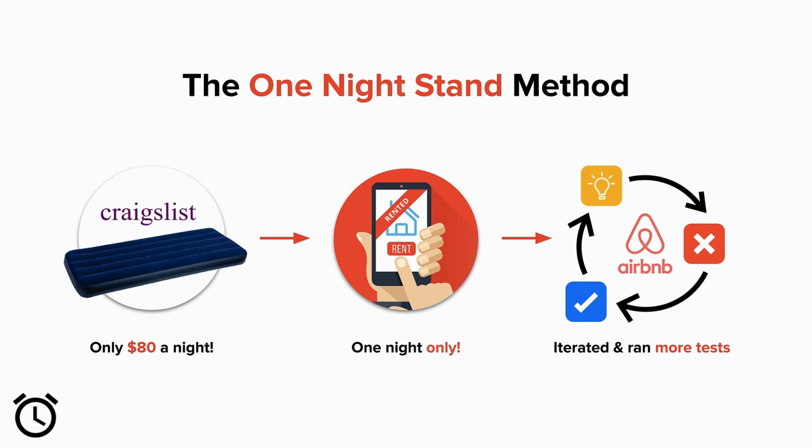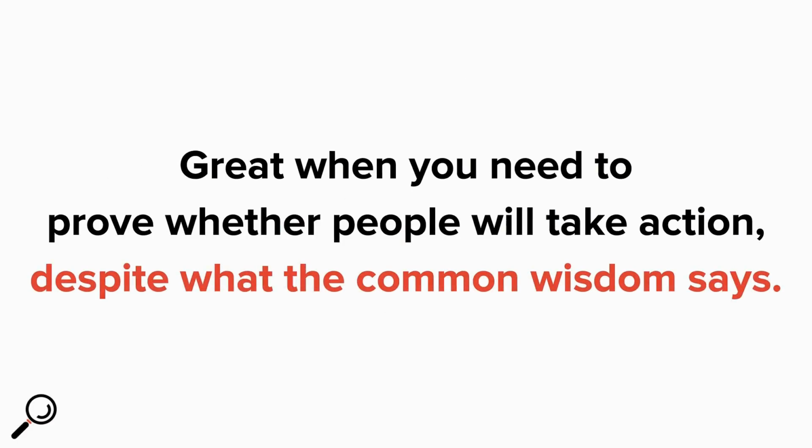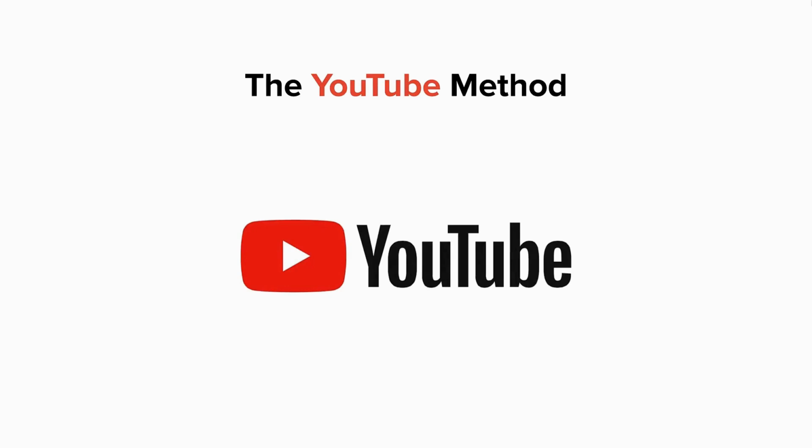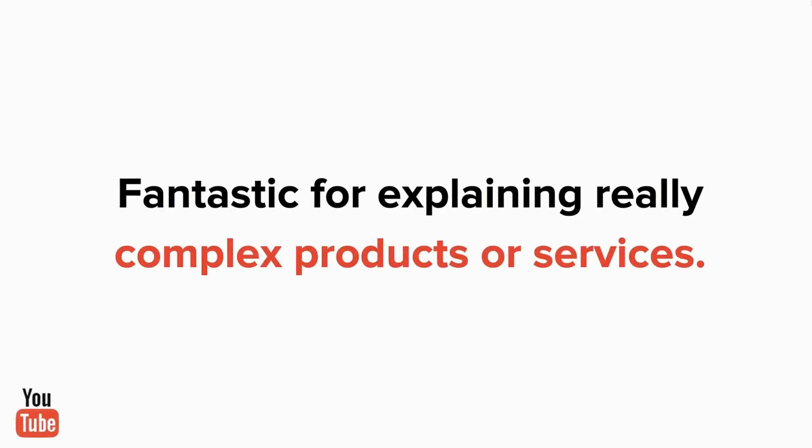So the one-night stand method is great when you need to prove whether people actually take action in a certain space for a limited time offer, despite what the common wisdom says. And the last method we'll talk about in this lesson is the YouTube prototype. The YouTube prototype is fantastic for testing really complicated products or services that are difficult for people to imagine without it being in front of them.